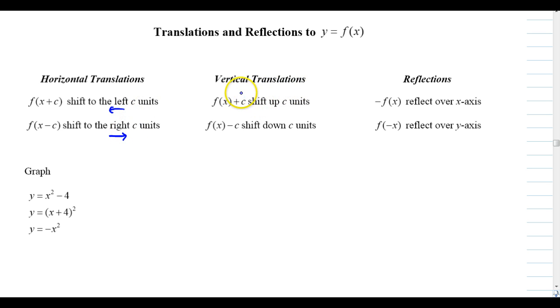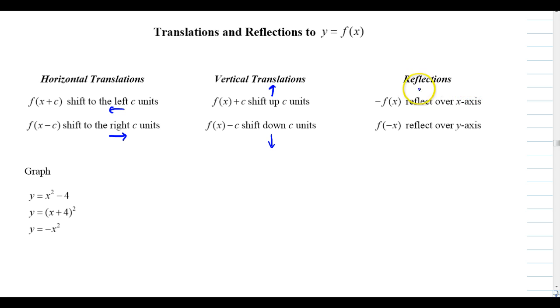If we add to the outside of the entire function, that's going to affect the graph vertically. So if we ever add to the outside of the entire function, we're going to shift up. And if we ever subtract from the entire function, we're going to shift the whole thing down.